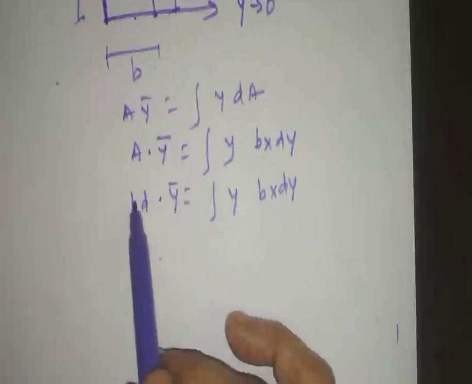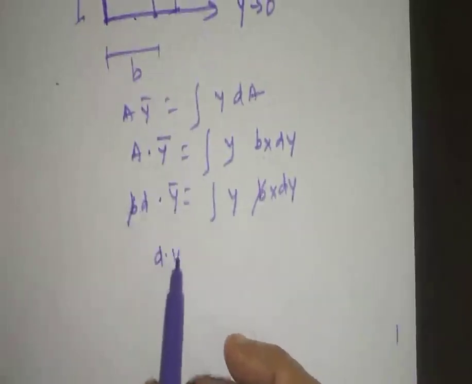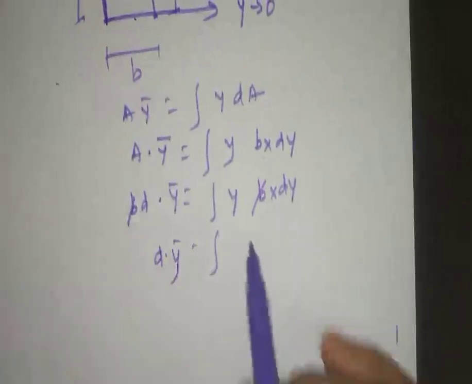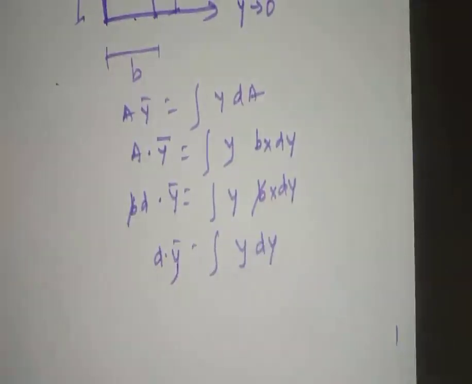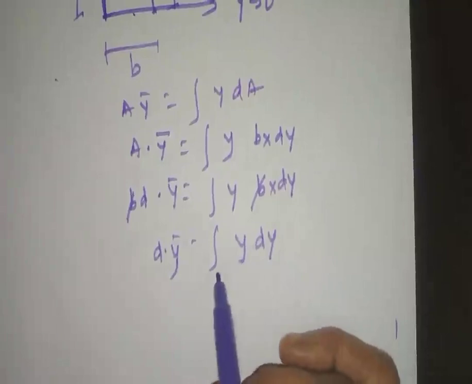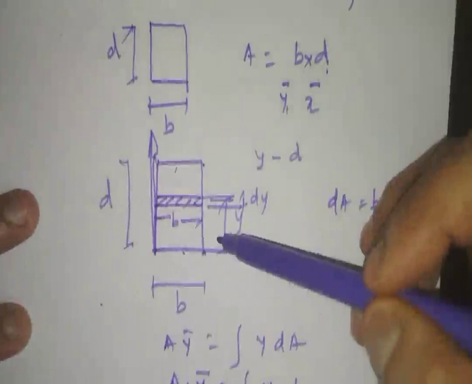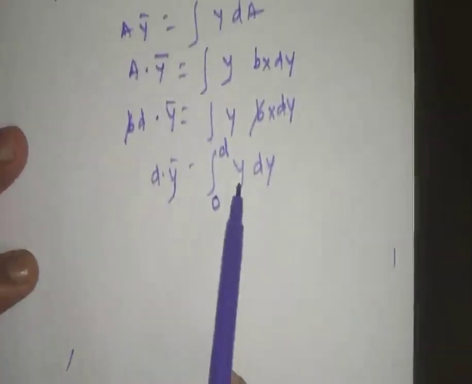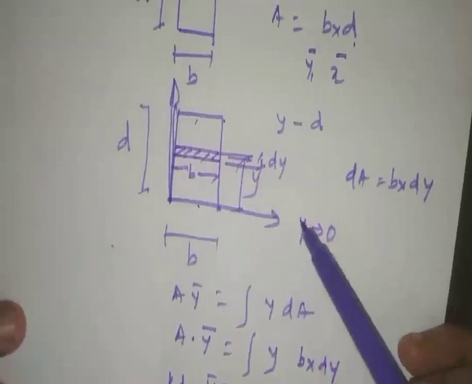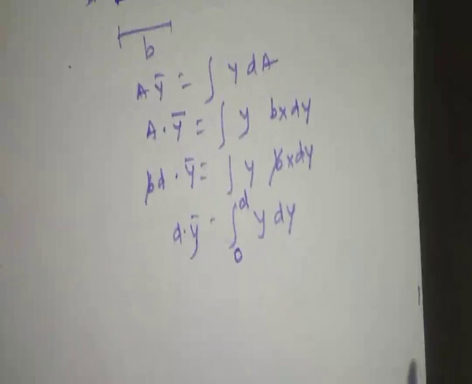So b on the left hand side, b on the right hand side cancels out. d into y bar is equal to integration y dy. Here we need to substitute the value of y. This value of y will be 0 to d, that is, it will vary with respect to the vertical. So y will vary from 0 to d. So this is why the integration limit is 0 to d.